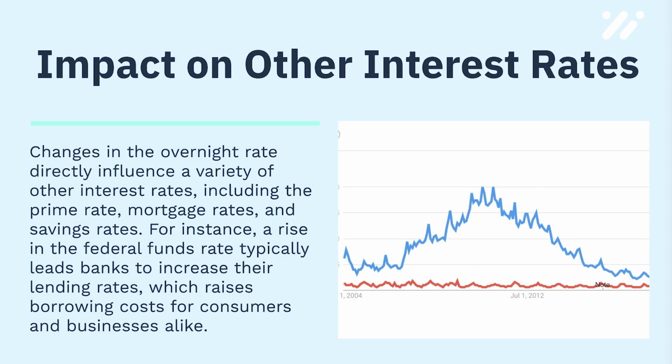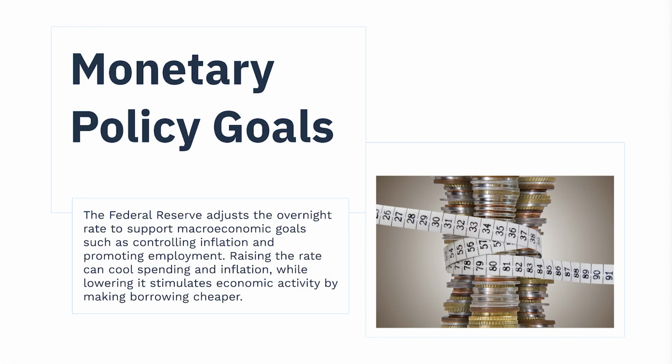Changes in the federal funds rate ripple through the financial system, influencing various interest rates such as the prime rate, mortgage rates, auto loan rates, and savings rates. It also affects monetary policy goals. The Fed adjusts the overnight rate to achieve macroeconomic goals, to combat inflation and to stimulate growth. By lowering the rate, borrowing becomes cheaper, encouraging spending and investment.